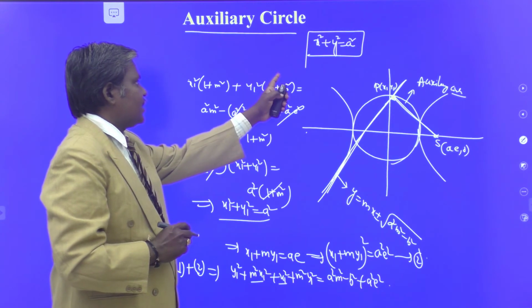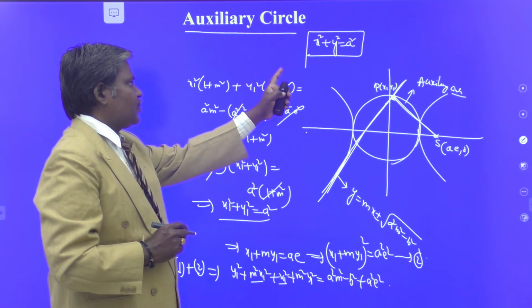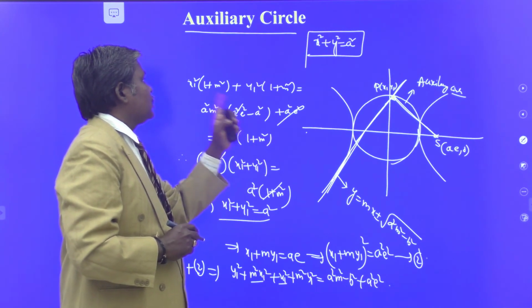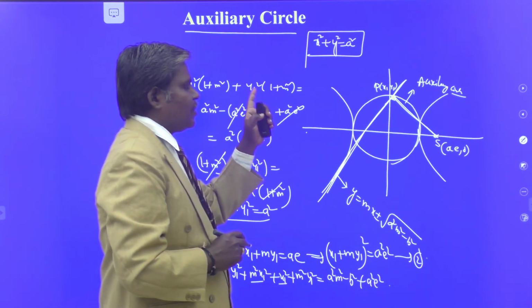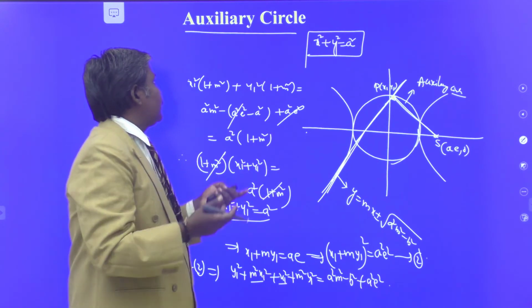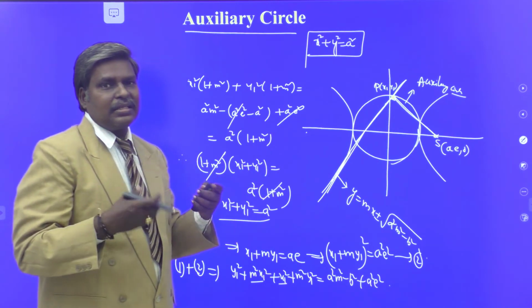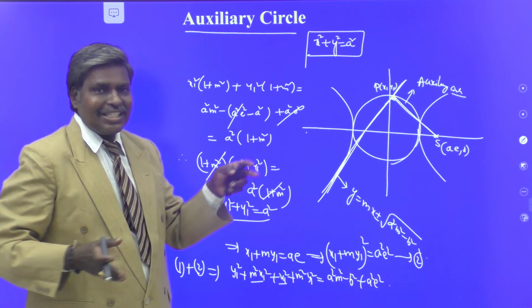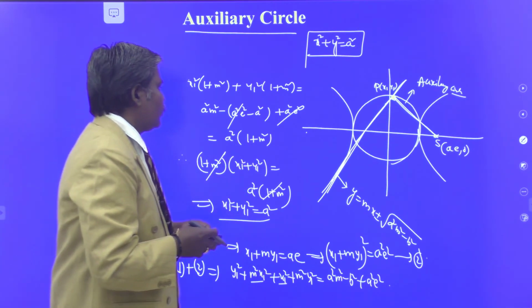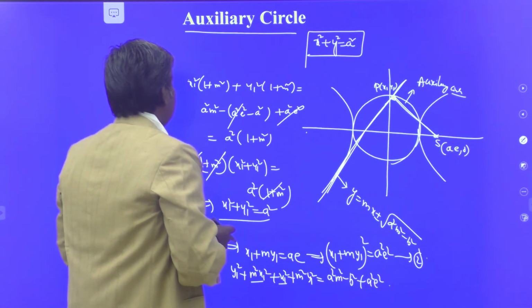So, the auxiliary circle equation is x square plus y square equal to a square for the main hyperbola. For the conjugate hyperbola, the auxiliary circle equation is x square plus y square is equal to b square. So, what is the main definition for the auxiliary circle? The circle described on the transverse axis as diameter is called its auxiliary circle. Okay. Next concept.